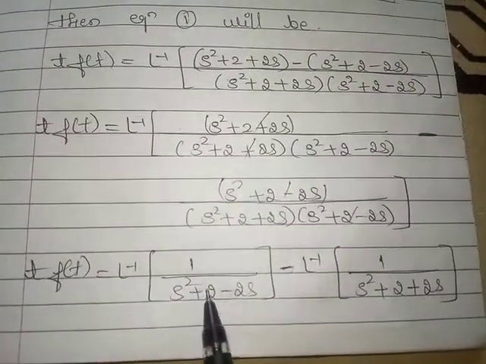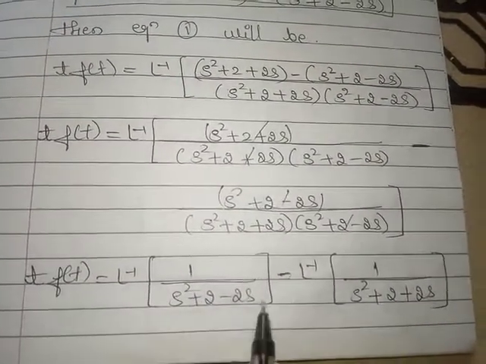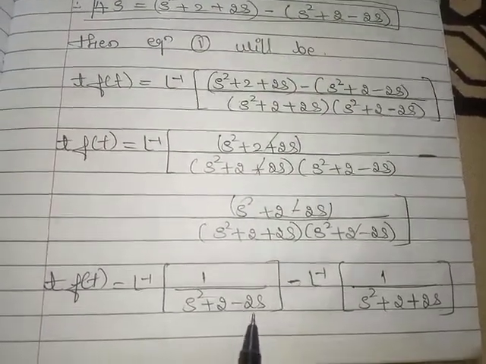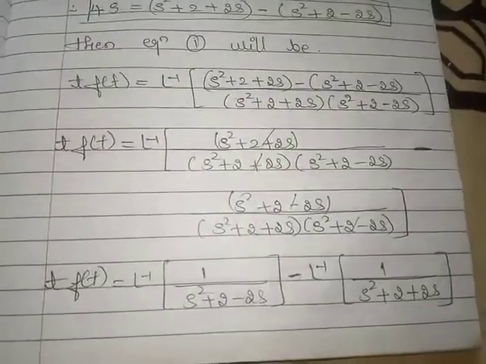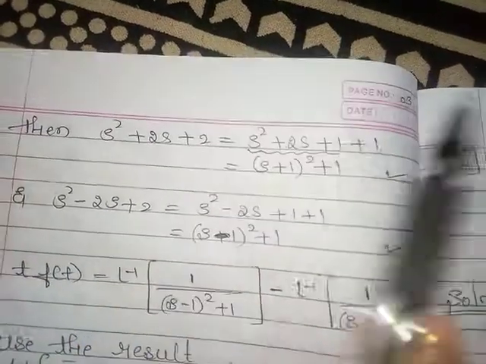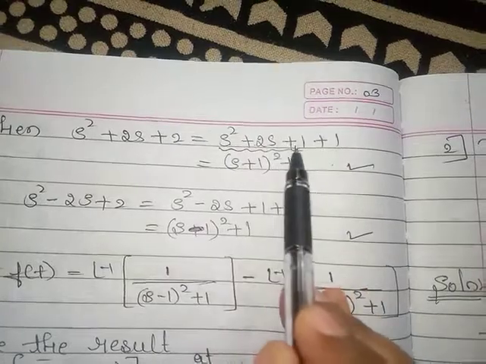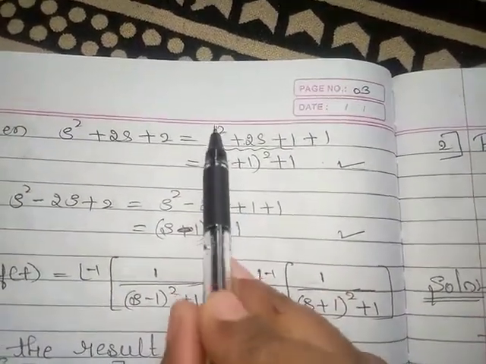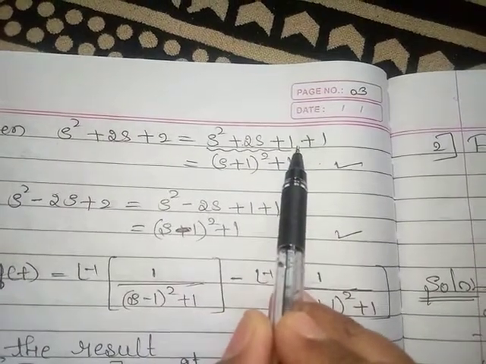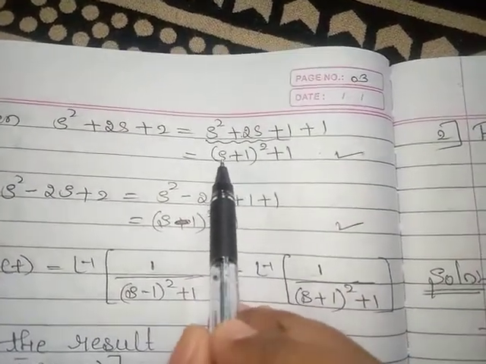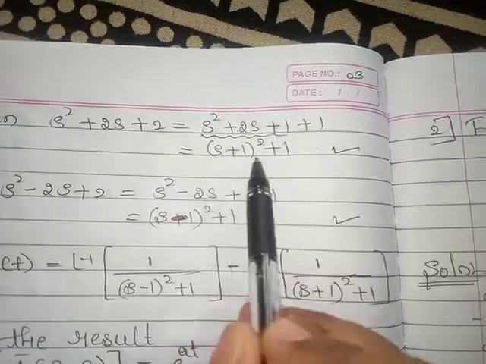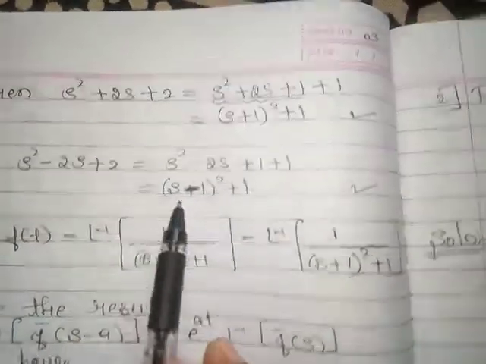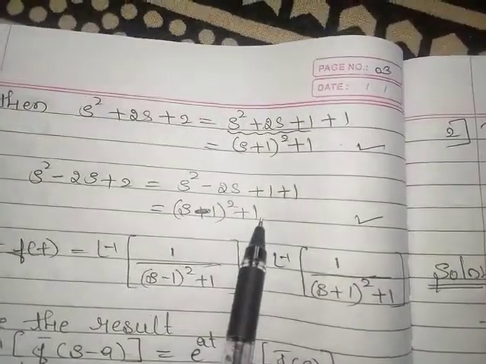Now to find the L inverse of this one, we have to express the denominator in the form of (s − a)² ± b². For that, s² + 2s + 2 can be written as s² + 2s + 1 + 1, meaning this 2 can be written as 1 + 1, and we know that s² + 2s + 1 is in the form of (a + b)². The a value is s, the b value is 1, therefore (s + 1)² + 1. Similarly, s² − 2s + 2 can be written as (s − 1)² + 1.